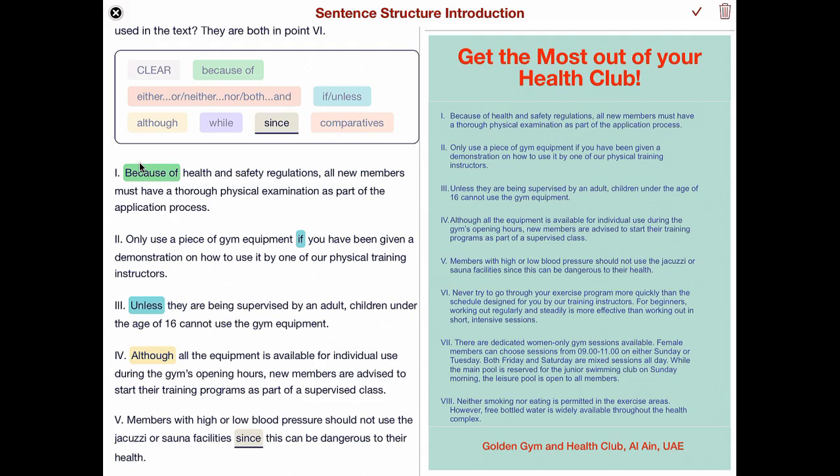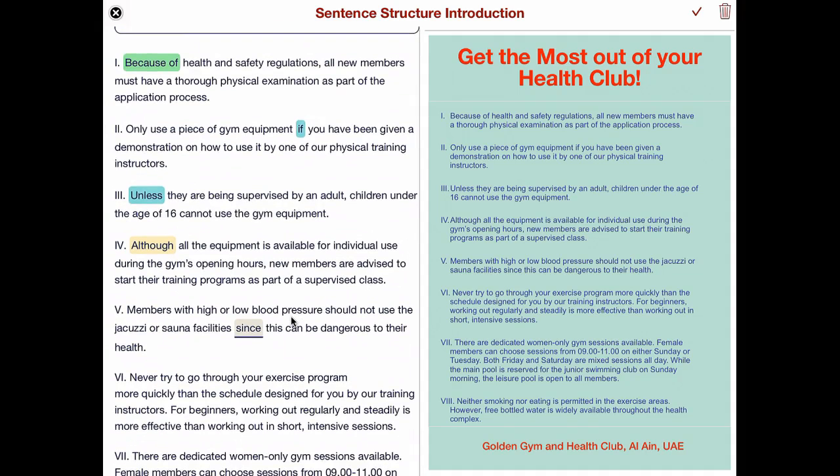Then we have if down here, unless. And now, most times, unless just means if not. But there are a few times when it means except if. Right? So just be careful of that. In this one, it looks like it works as if not, right? If they are not supervising adults, children under the age of 16 cannot use the gym equipment. Although sets up a contrast, okay?